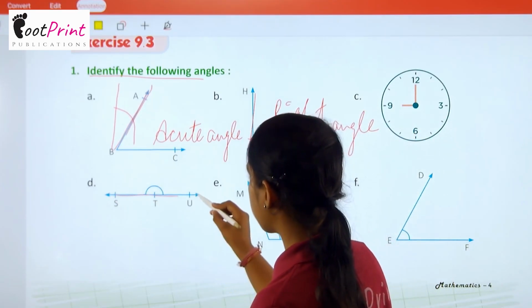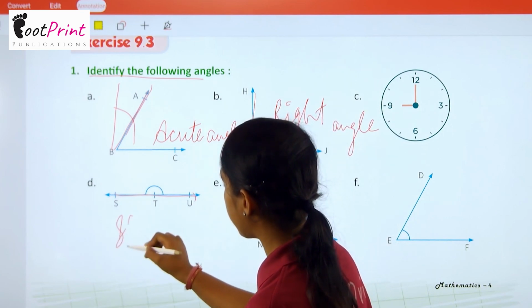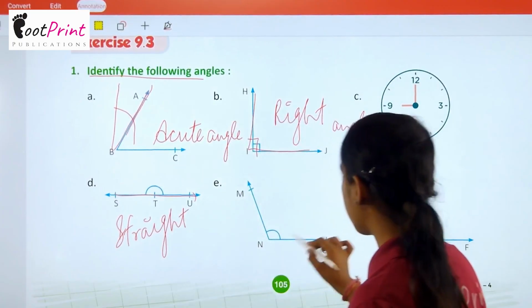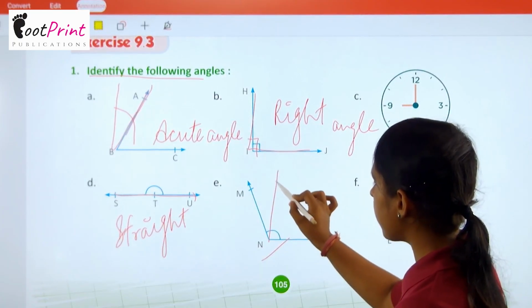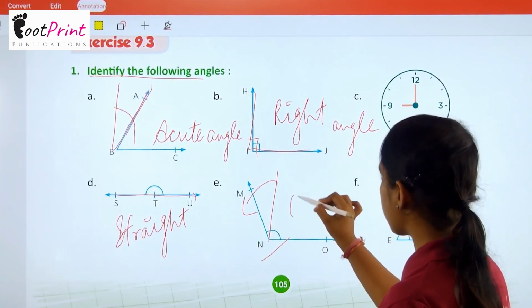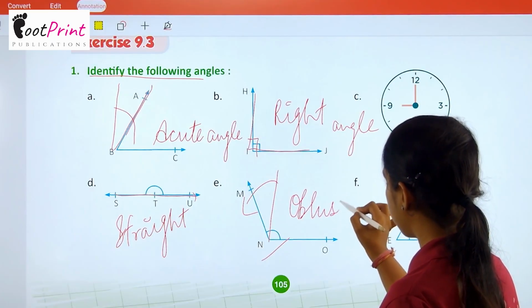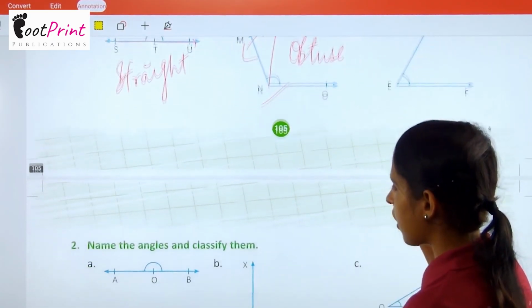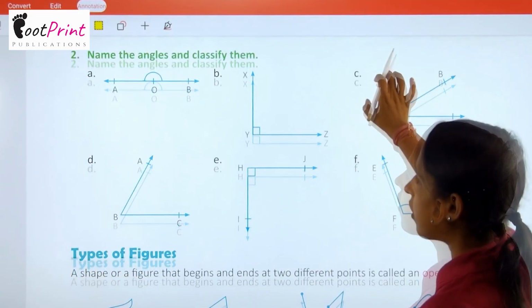Here it is a straight line, so it is a straight angle. And in this, it is more than 90. It means we can say it is an obtuse angle. Okay, so like this you can write all the angles. Then name the angles and classify them.